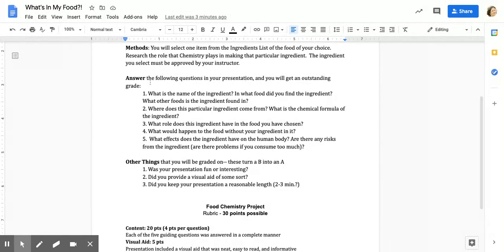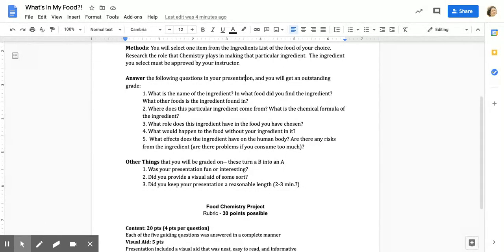But back to the questions. What is the name of the ingredient? What is the ingredient that you pulled in your researching? What food did you find this in? Was it in the Pop-Tart that you looked at? Was it in the Kind bar? Whatever food item it was. But also, what other foods might this ingredient be found in? It's probably not only used in Pop-Tarts. What other processed foods might I find this particular ingredient in?